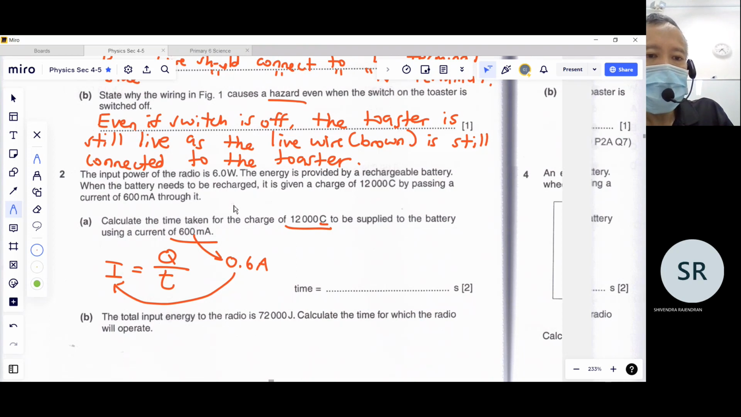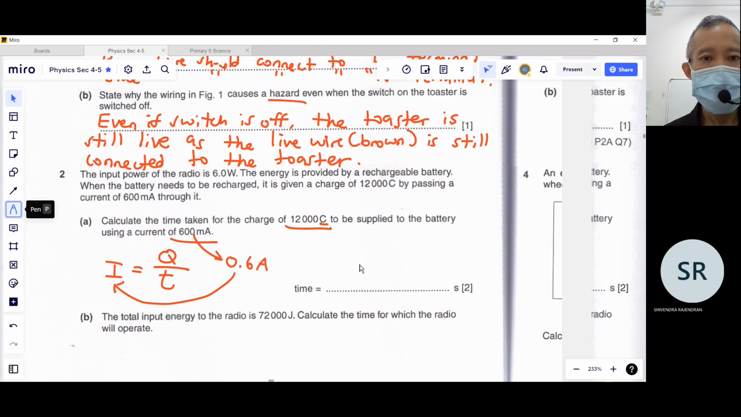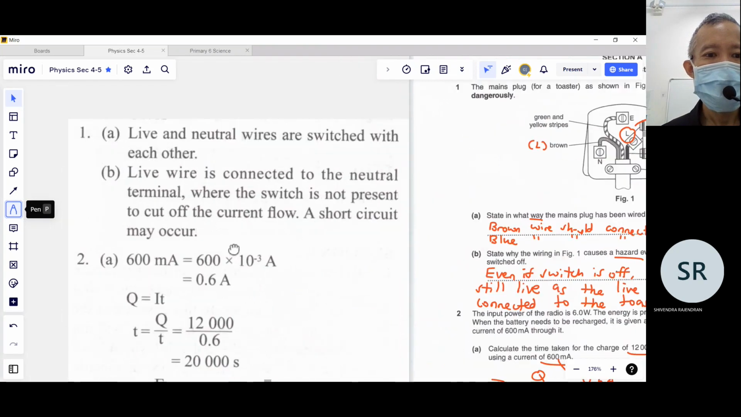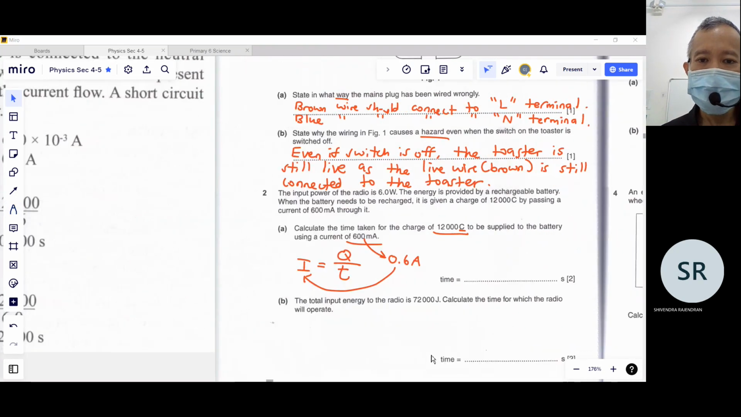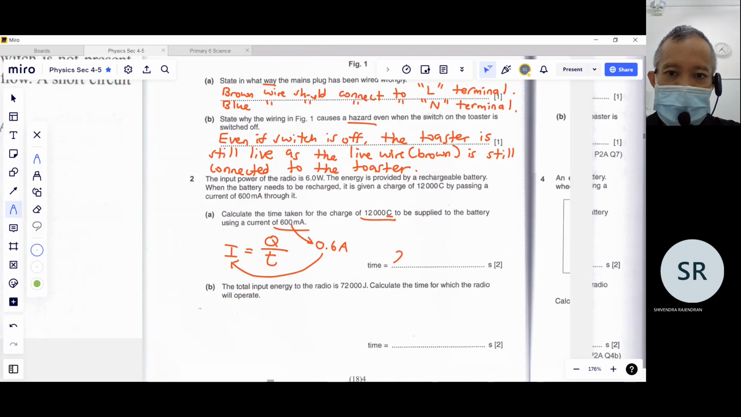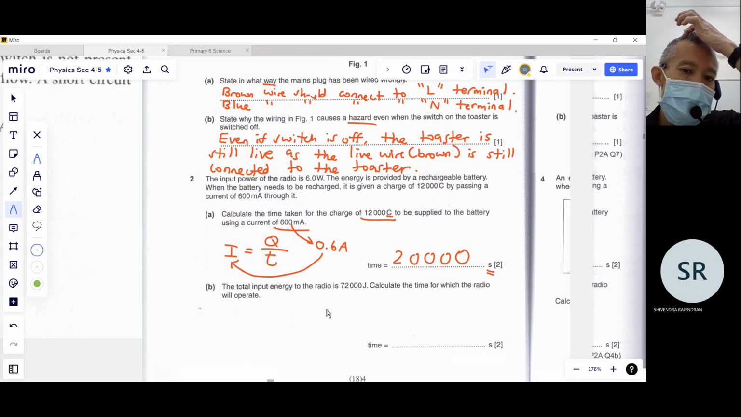Right. Joey, what time do you get? How many seconds? Yes, 20,000 seconds. Now check your answer. It requires the answer to be in seconds, which is fine, SI units. All right, because if you use this formula, the time will automatically be in seconds.